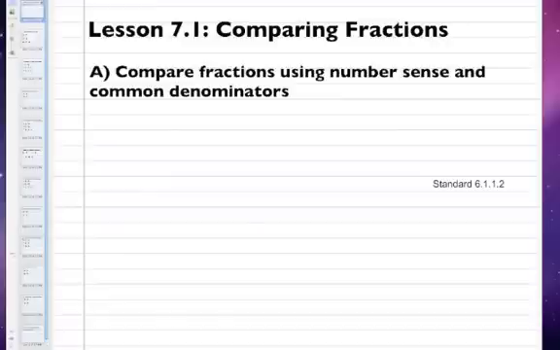Tonight we are starting Unit 7 with Lesson 1, which is comparing fractions. Our one objective is to compare fractions using number sense and common denominators. So let's go ahead and get started.